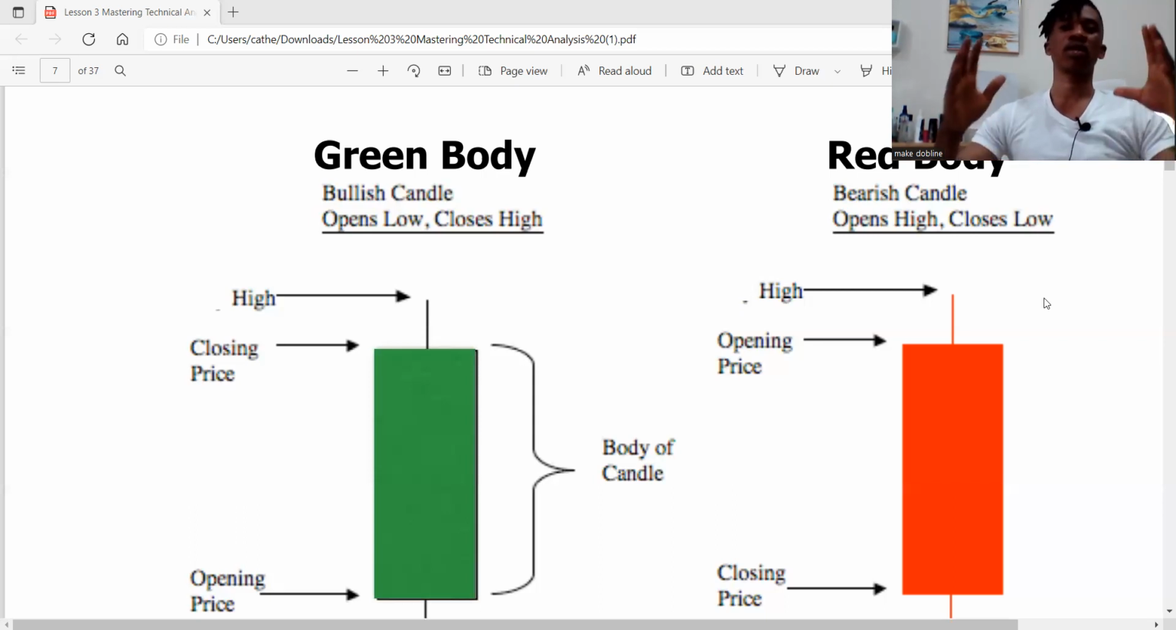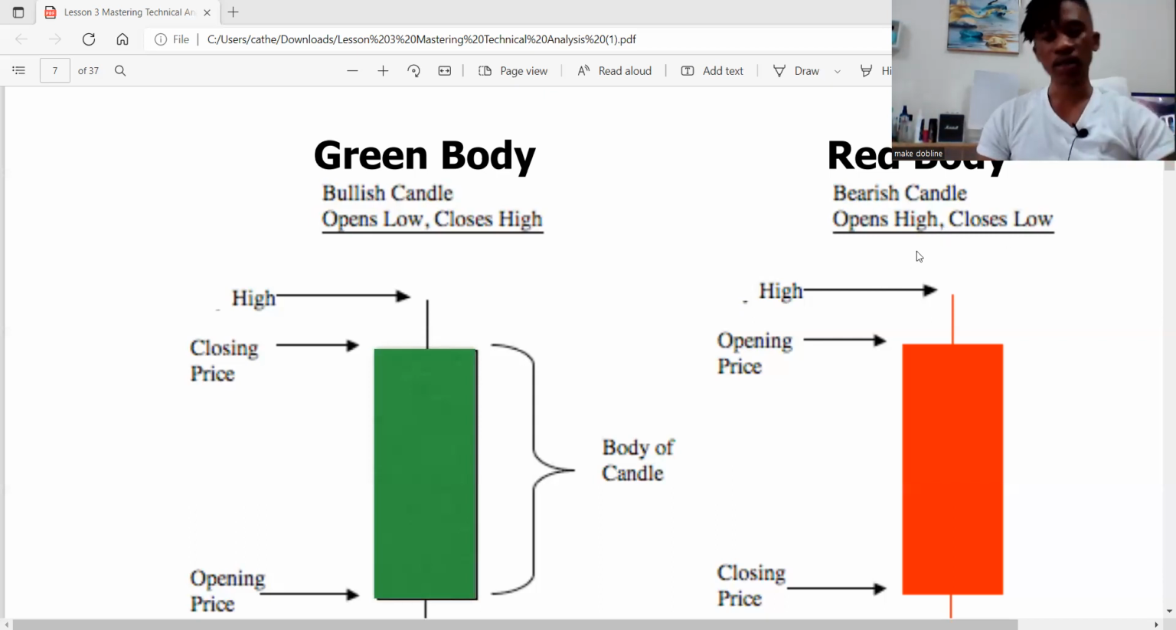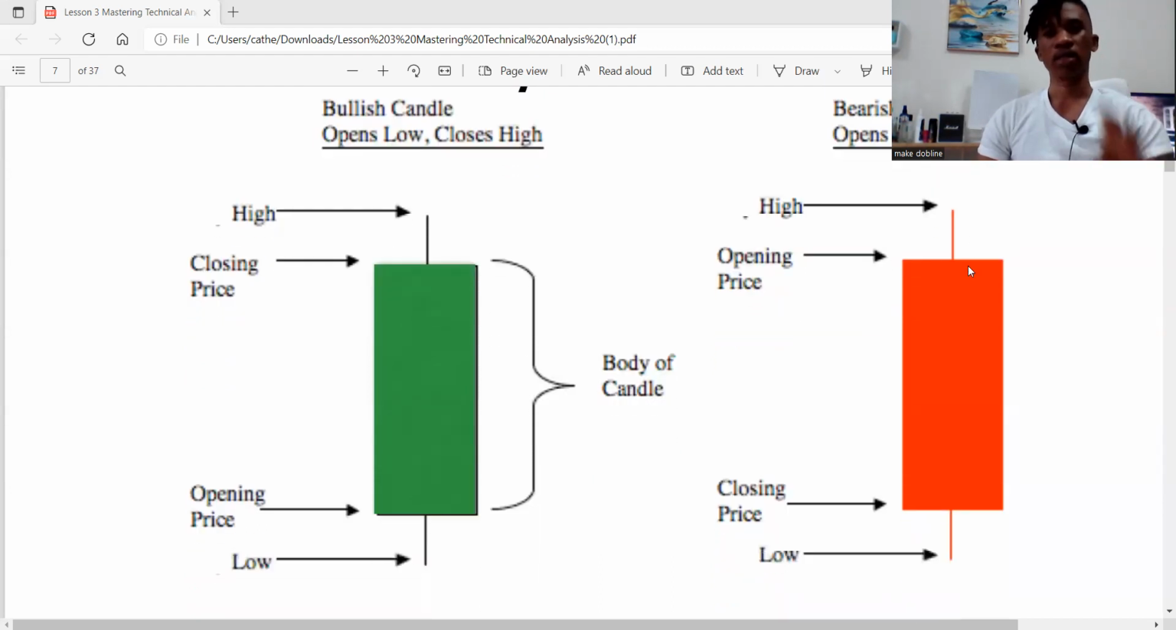Now this is a candlestick. The candlestick on the red and the candlestick on the green. The green is the bullish candle and the red is a bearish candle. I am taking time to talk about these candles because, in case you're new to Forex trading, you first have to understand what a bullish candle is and what a bearish candle is.